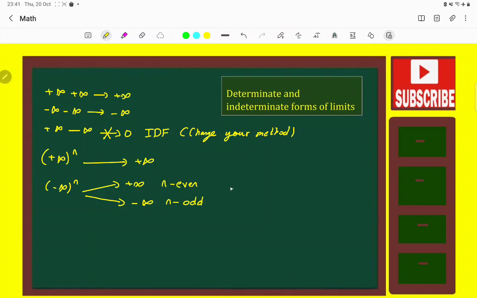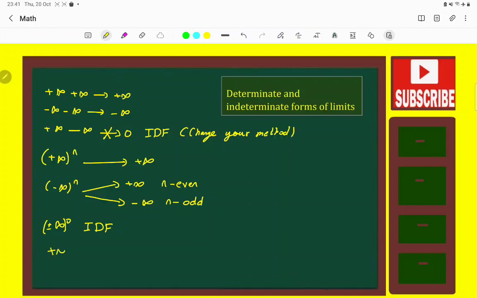As an example, minus infinity to the power 3, this will go to negative infinity because 3 is an odd number. While minus infinity to the power 4, this will go to plus infinity because 4 is an even number. If you have plus or minus infinity to the power 0, this case is also known as IDF, which means that you need to go and find another method to compute this limit.